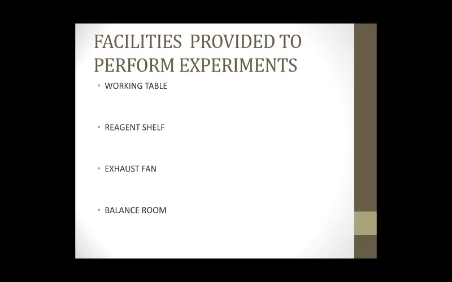Next, we have the reagent shelf. Reagents are chemicals. All chemicals are kept properly in bottles in this reagent shelf, and each chemical has its label. That means it has its name on the bottle so that there is no confusion. For example, if we have two or more salts of the same color, we will get confused which salt is this. So if there is a label, if the name of that salt is written on the bottle, we will not get confused.